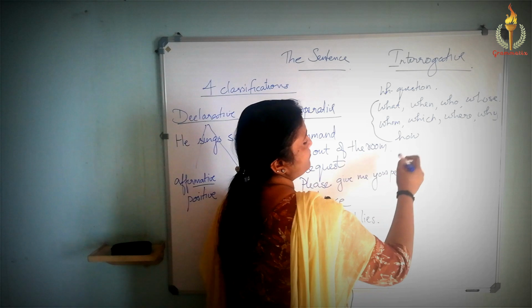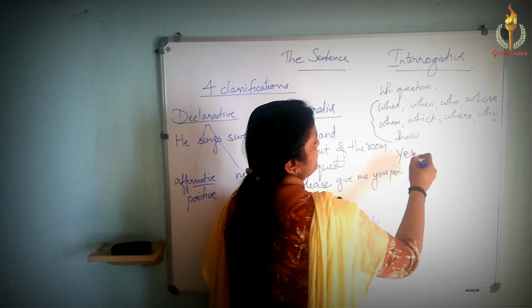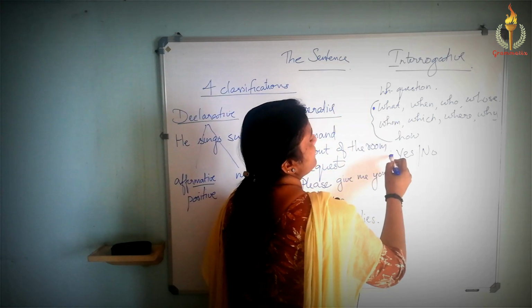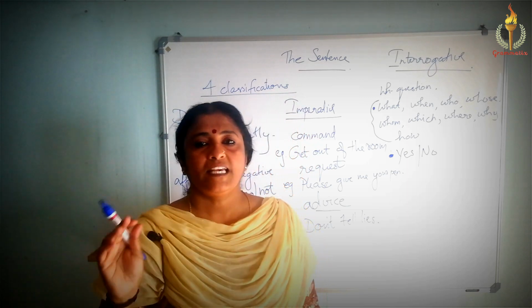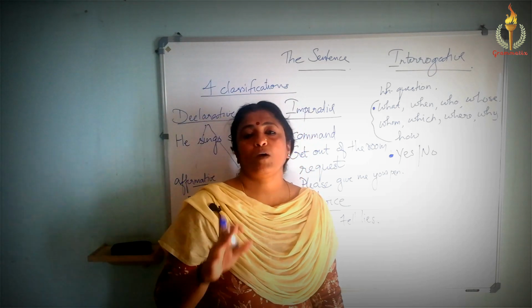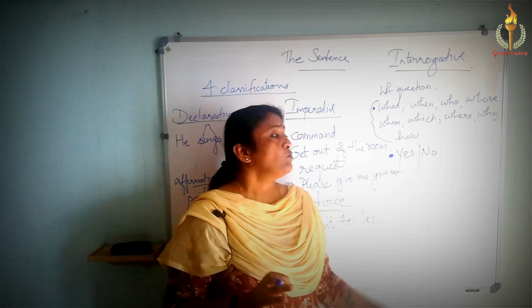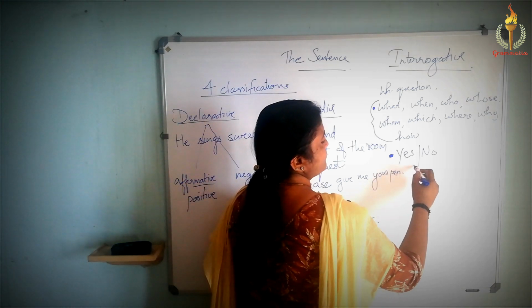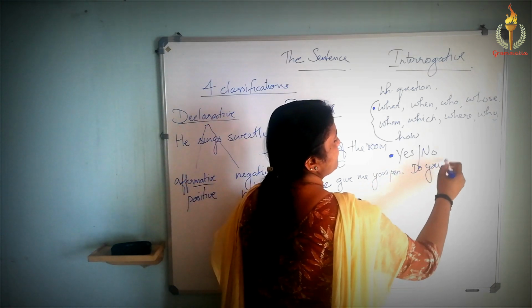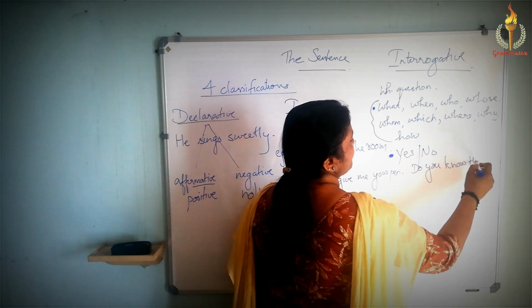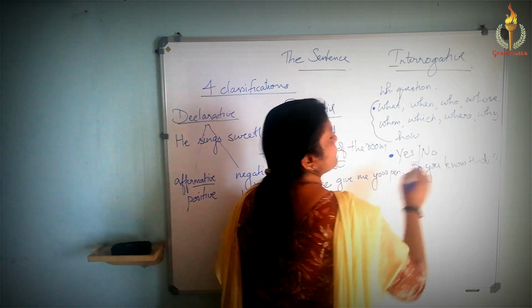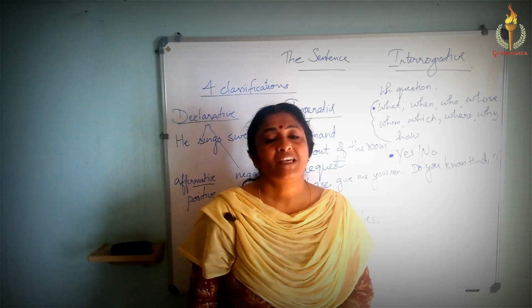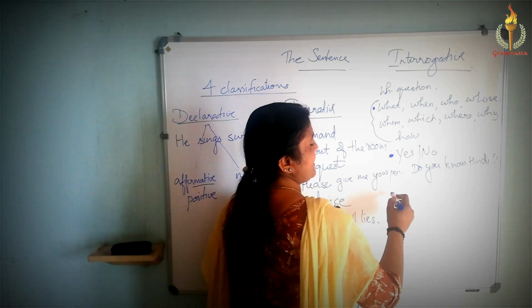The second one is your yes no question. Now what do you mean by yes no question? When a question is asked, your answer should be either a yes or a no. That type of question is called a yes no question. For example, Do you know Hindi? That's a yes no question. If you know, it is yes, and if you don't know, it is a no. Such types of questions are called yes no questions. The third one is tag questions.